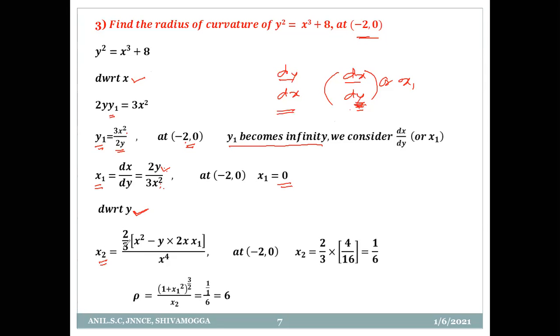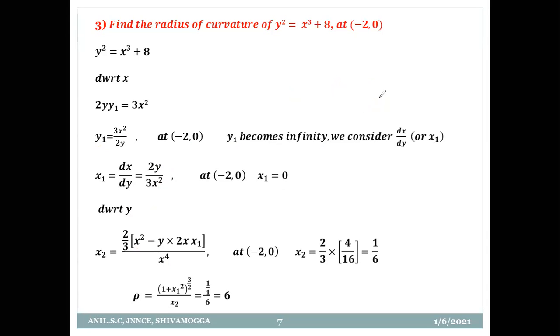Here 2 by 3 is a constant, keep it as it is. Differentiate y by x square with respect to y using the quotient rule. What is the quotient rule? Denominator, that is x square, into the derivative of y with respect to y, which is 1, minus numerator y into the derivative of the denominator x square, which is 2x. And the derivative of x with respect to y is x1, correct? Into x1, whole divided by denominator square, that is x square whole square, x power 4. This is the quotient rule.